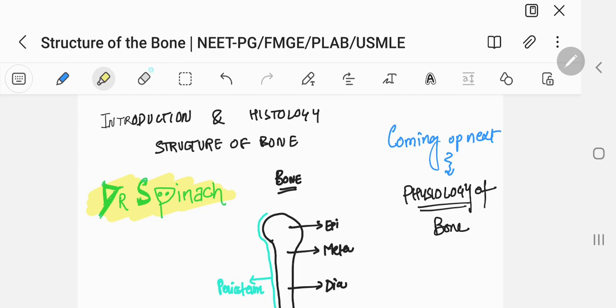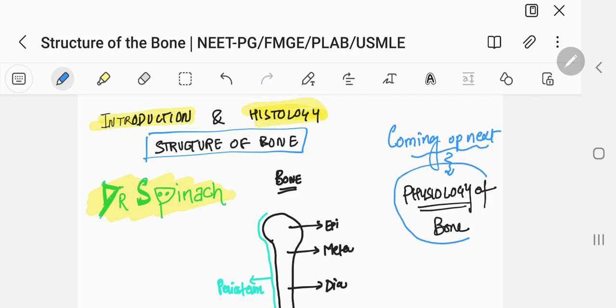Now, if you remember in our previous videos, we already talked about the introduction to orthopedics as well as histology of the bone, right? So today we are going to be looking at the structure of the bone. And in the next video, which is coming up very soon, we're going to study the physiology of the bone.